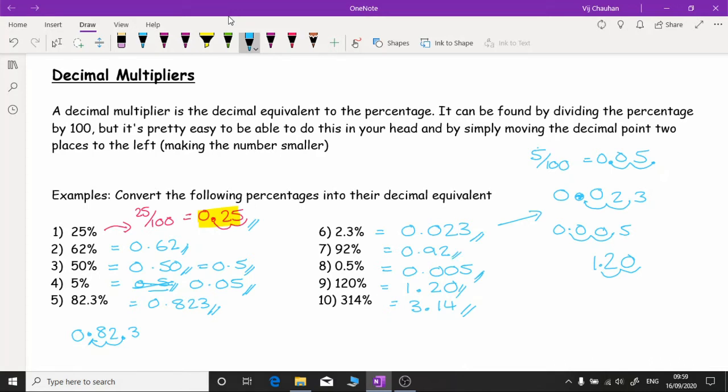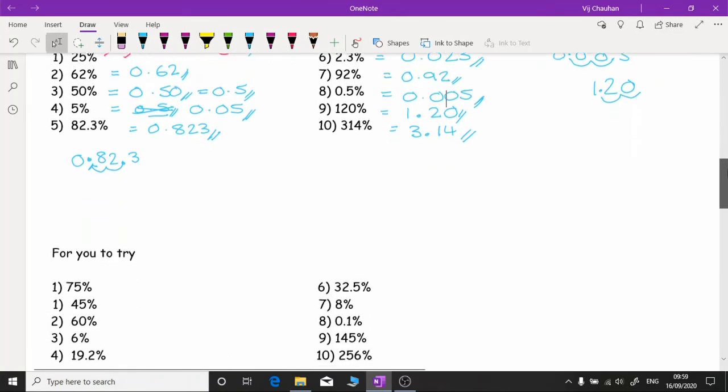So as you can see, there is a common pattern, but try not to get into the misconception or the error of thinking, oh, it's just 0 point and whatever the percentage is, because when you start moving on to single digit percentages or with decimal percentages, that method is kind of flawed. So always try and think about moving the decimal point 2 places if you're ever unsure.